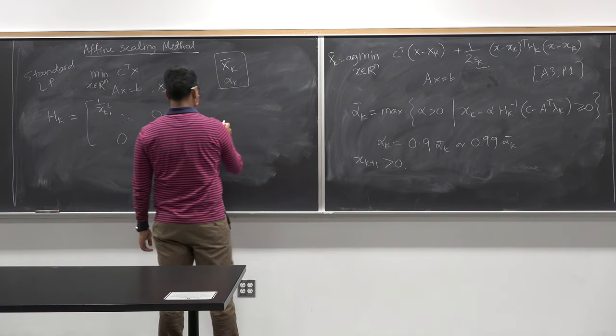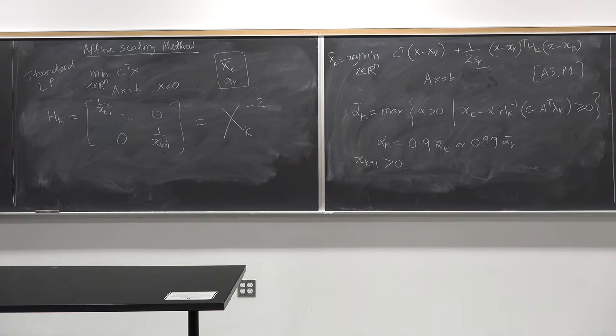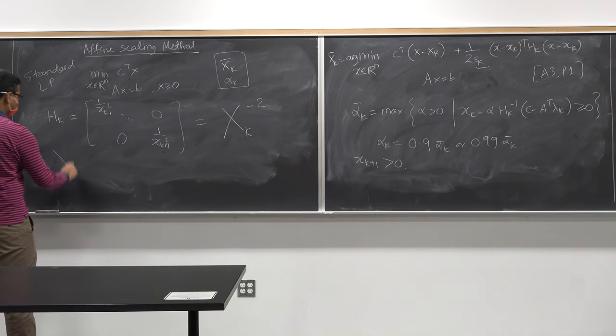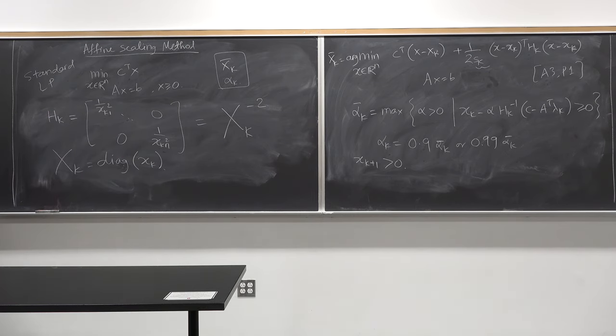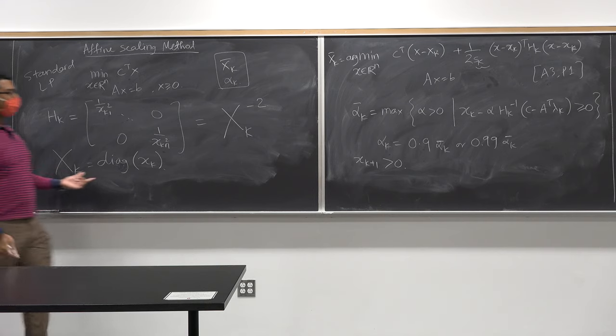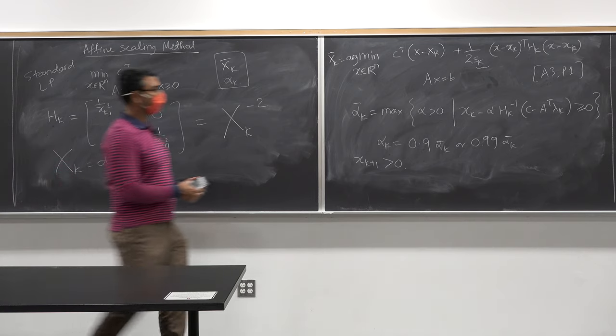So in short form, I can write it as, where capital Xk is diag of xk. So I look at a vector, put it along the diagonal, create a diagonal matrix, capital Xk, and then I take the inverse square of that, and that gives me HK. When I pick this as my HK, any questions so far on this choice of HK? So if I pick my HK according to this, this is what my iteration turns out to be.